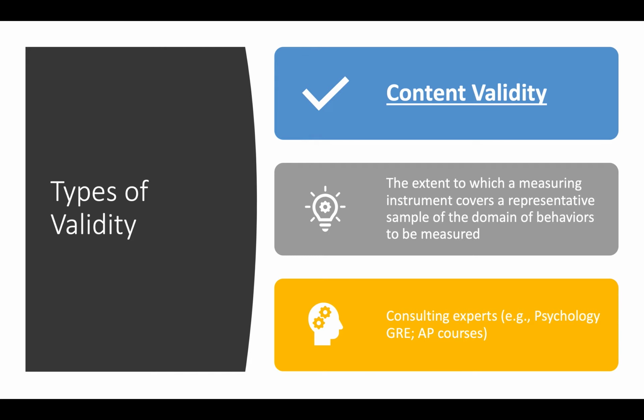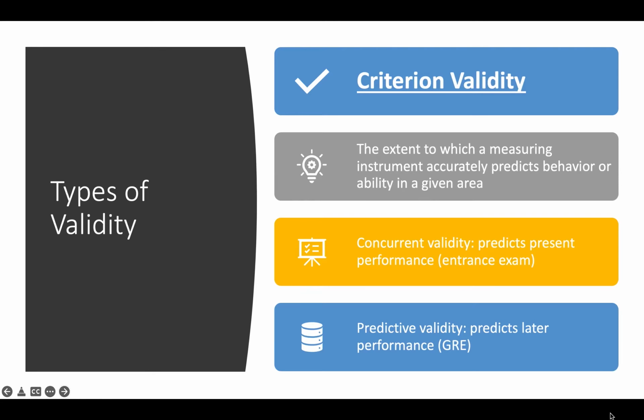So content validity helps us to ensure that we are measuring the content that we claim to be measuring. All right, so next we have criterion validity. This is the extent to which a measuring instrument accurately predicts behavior or ability in a given area. And we have 2 types of criterion validity.